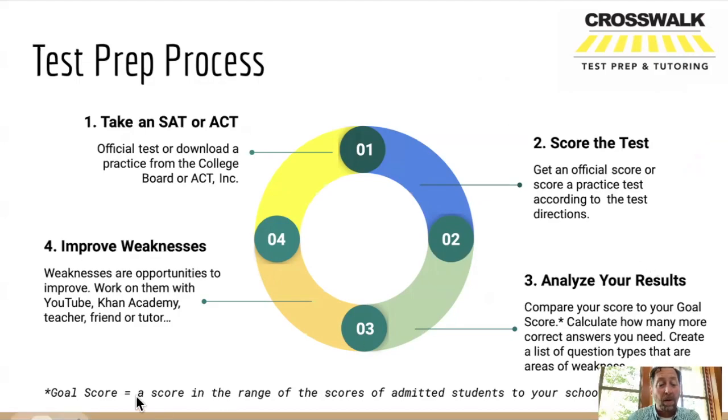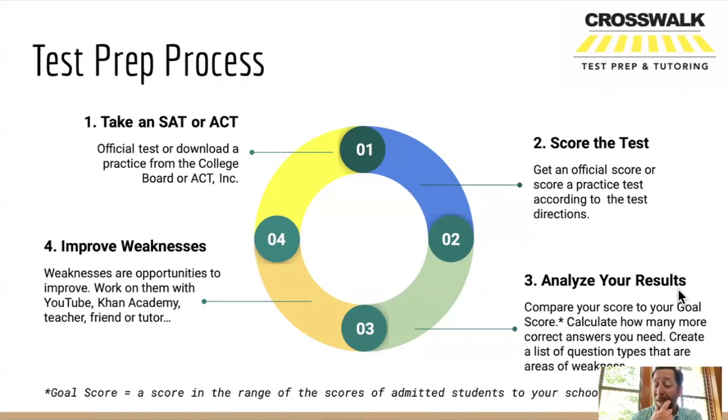I put a little asterisk down here just to remind you, the goal score is the score that's in the range of admitted students to schools of your choice. You analyze those results and you say, how close am I? You take that analysis a step further and you come up with a list of the questions that you got incorrect. And what you do is you start to categorize those questions.